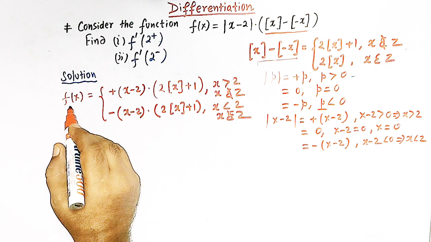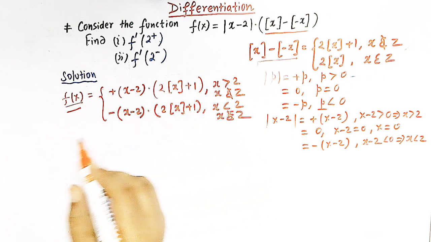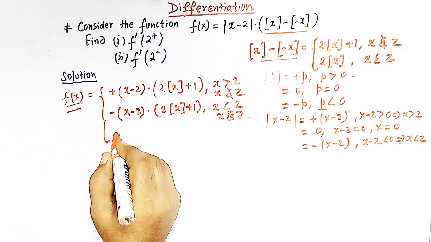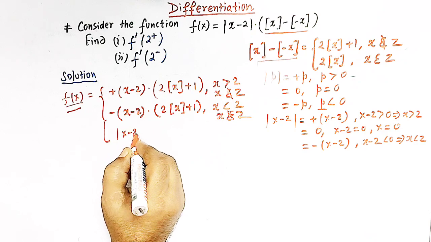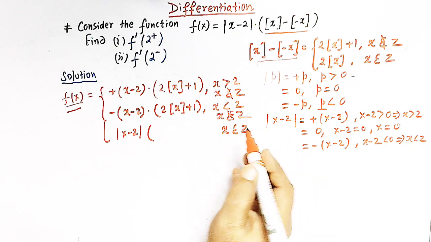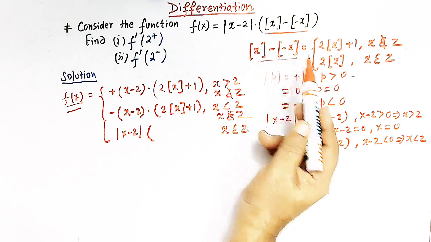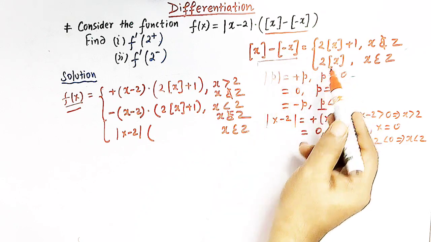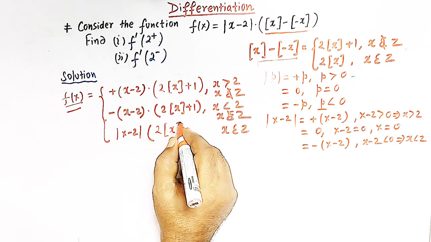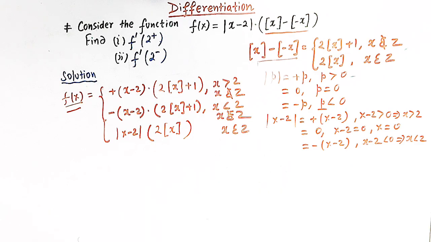So here we have now redefined the function f of x in this manner, and moreover we have to write here f of x is equal to mod of x minus 2, and when we are taking x as an integer, then the greatest integer of x minus greatest integer of minus x should be replaced by 2 times the greatest integer of x. So here we must have 2 times greatest integer of x, when x belongs to the set of integers.